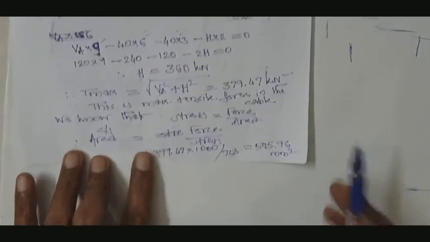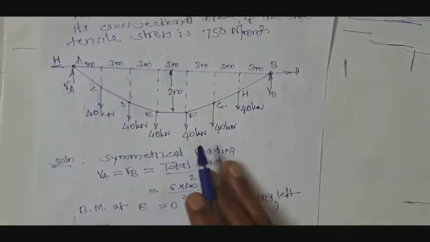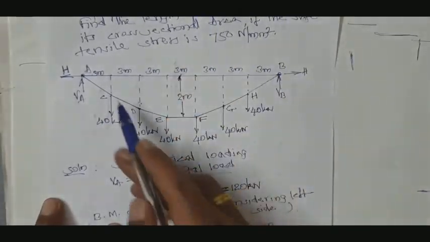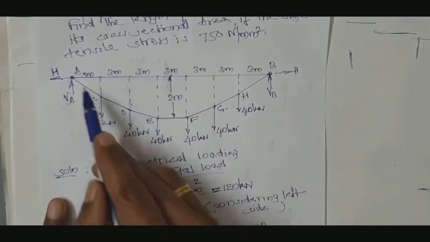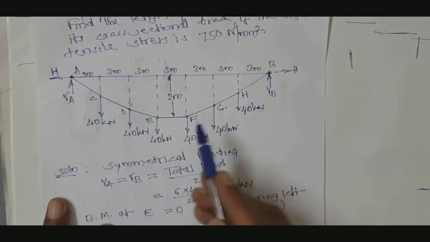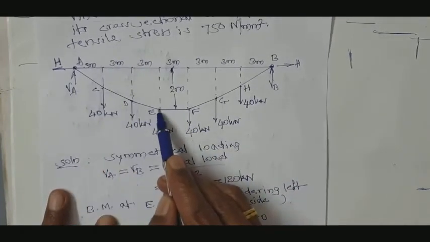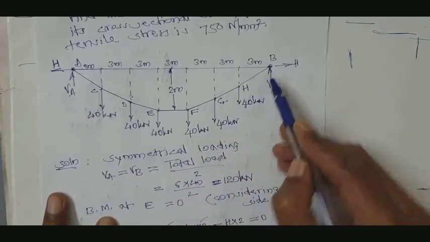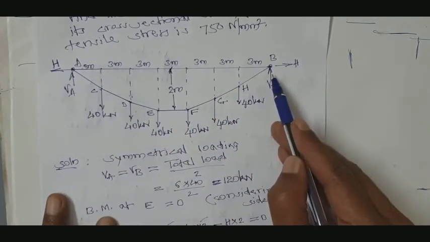Now apart from this cross-sectional area, he has asked you to calculate the length of the cable. In the previous problem, the length of the cable was given, so dip was not given there. Here dip is given and length of the cable is asked. What does the length of the cable mean? This 21 meter is the horizontal distance between A and B, which we call the span. Here the length of the cable means AC plus CD plus DE plus EF plus FG plus GH plus HB. Calculating these segmental lengths and adding gives the total length of the cable.